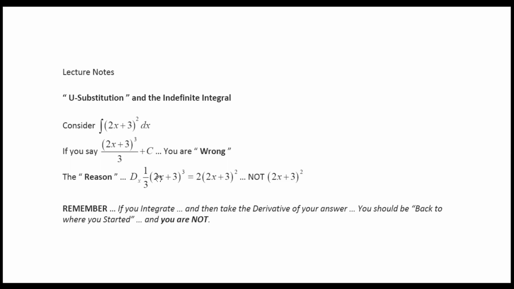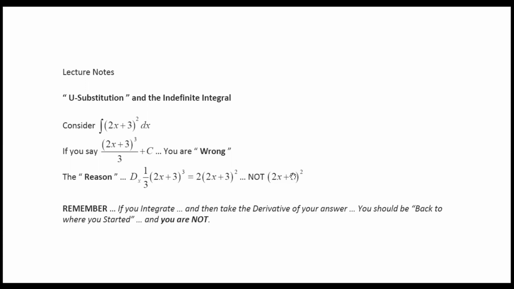And the reason you're wrong, you see, the nice thing about the antiderivative is you can check to see if it's correct by taking the derivative of the antiderivative. So if we take the derivative of this quantity, which is 3 times 1/3, which is 1, times (2x + 3)², we're not through. We have to take the derivative with the chain rule of 2. We get this, not what we wanted.